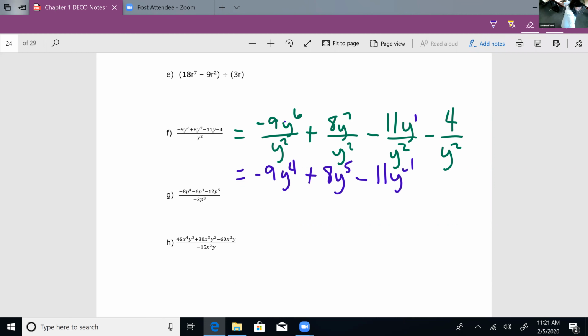Okay, so let me... Two minus 1 is 1, but I had more y's on bottom than I did on top, so I put y to the first on the bottom. That's how I would do it if I wanted to have a positive exponent. And look at this guy. Is there even anything to clean up? No, I'm just going to recopy it.